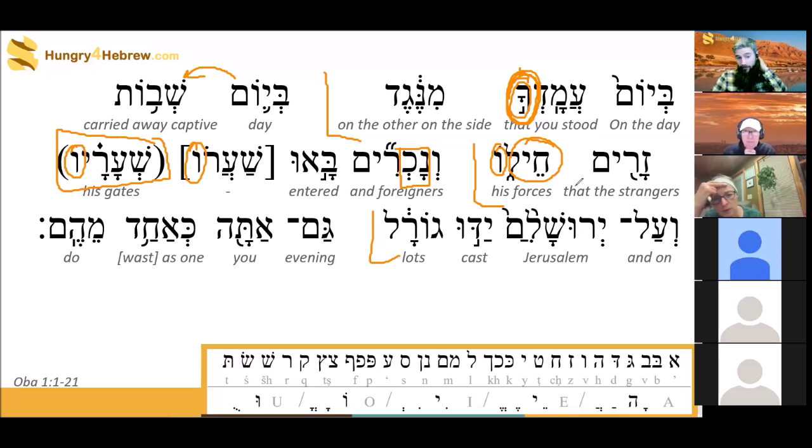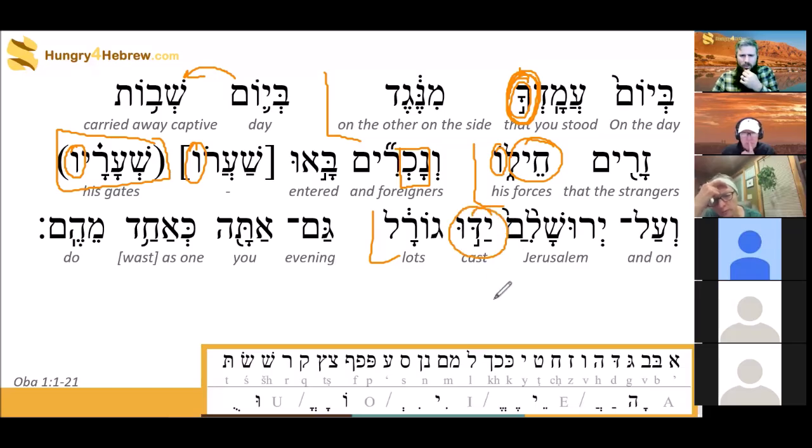and you, O Edom, were just standing around. But not just standing around, I shouldn't say it that way, because they were actually actively working against those who were fleeing. So maybe they were waiting on the other side. Oy, oy, oy. Va'al Yerushalayim yadu goral.